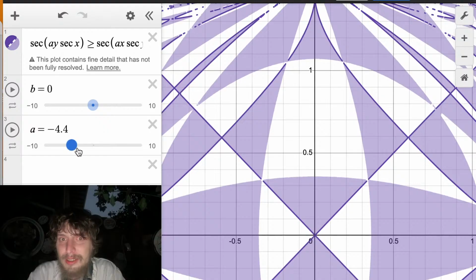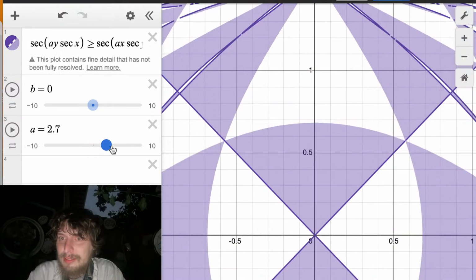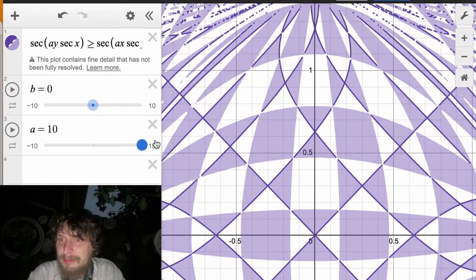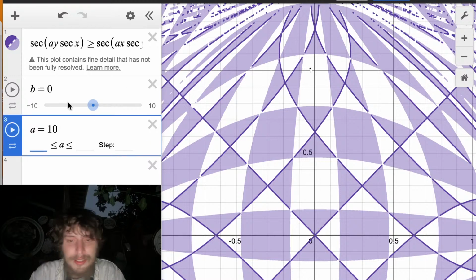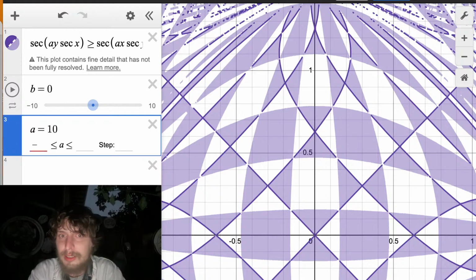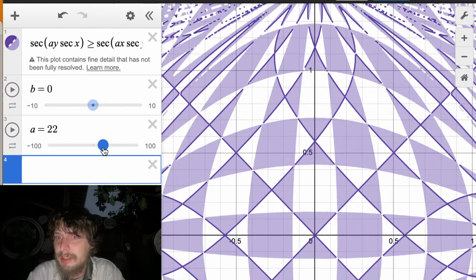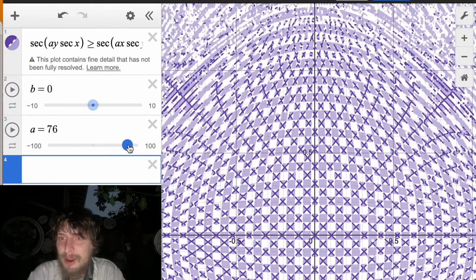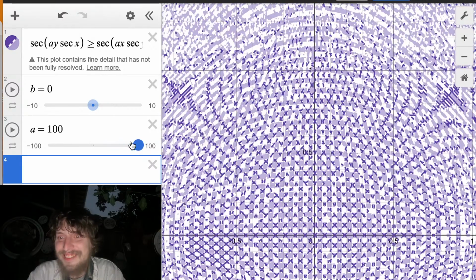Still got a little dust in the corners. But still looks pretty neat. And, you know, A is on a pretty small scale right there. Let's give it a little more wiggle room. Let's put it negative 100 to 100. So now we can see, whoa, other patterns forming.